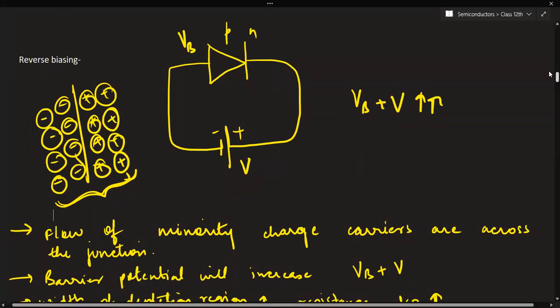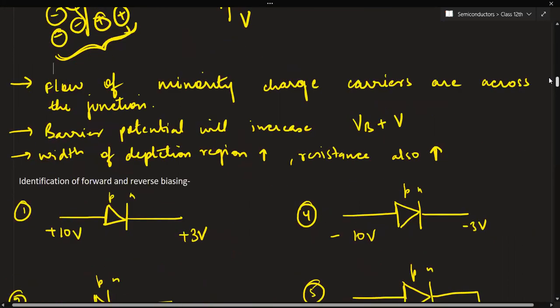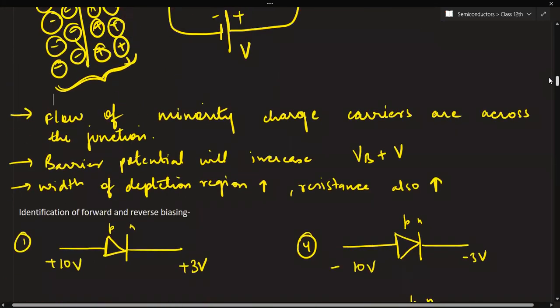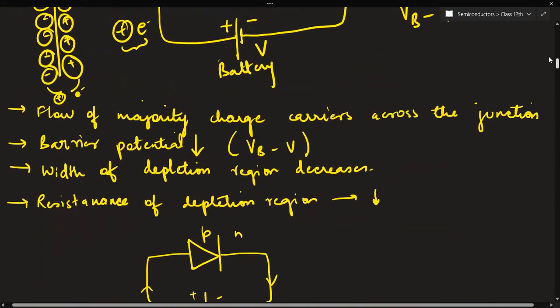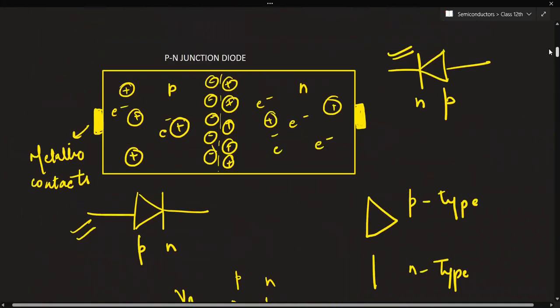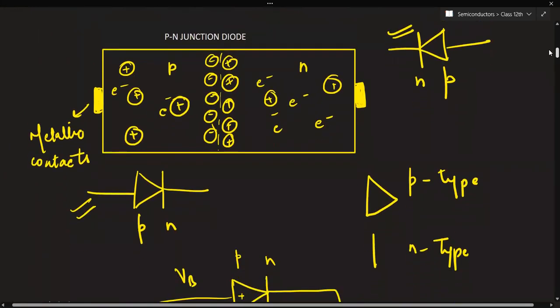Note down these points. I think I've already written all these points. Identification of forward and reverse is important. That we'll see. First, note down this point, then we'll see identification of all these. PN junction diode.